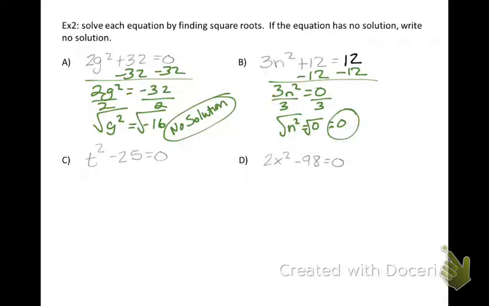C. I'm going to add 25 to both sides. T squared equals 25. Square root. T equals 5.